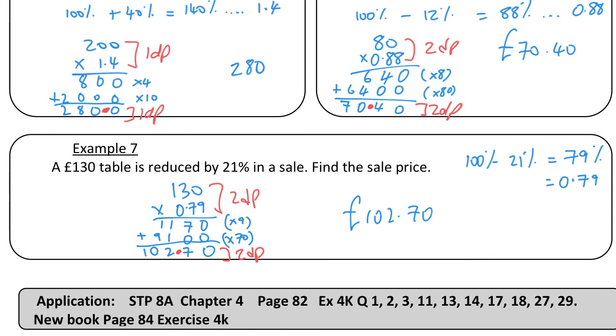And now you'll be able to try questions in exercise 4K, page 82 in the old book or 84 in the new book. Questions 1, 2, 3, 11, 13, 14, 17, 18, 27 and 29.